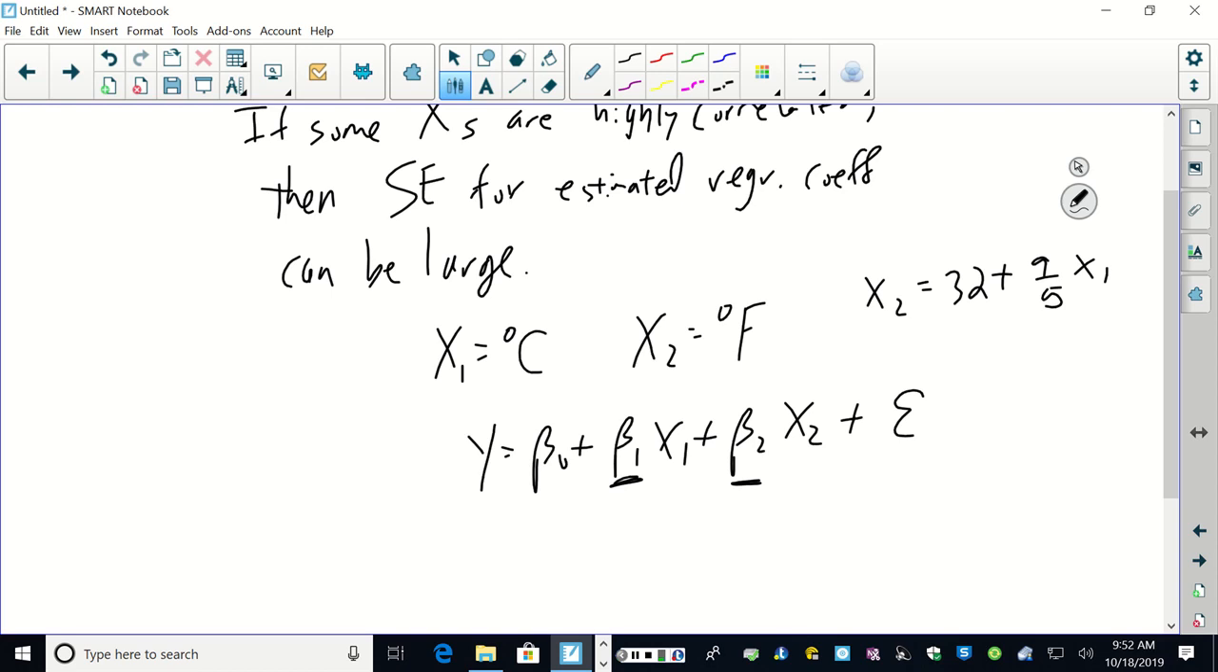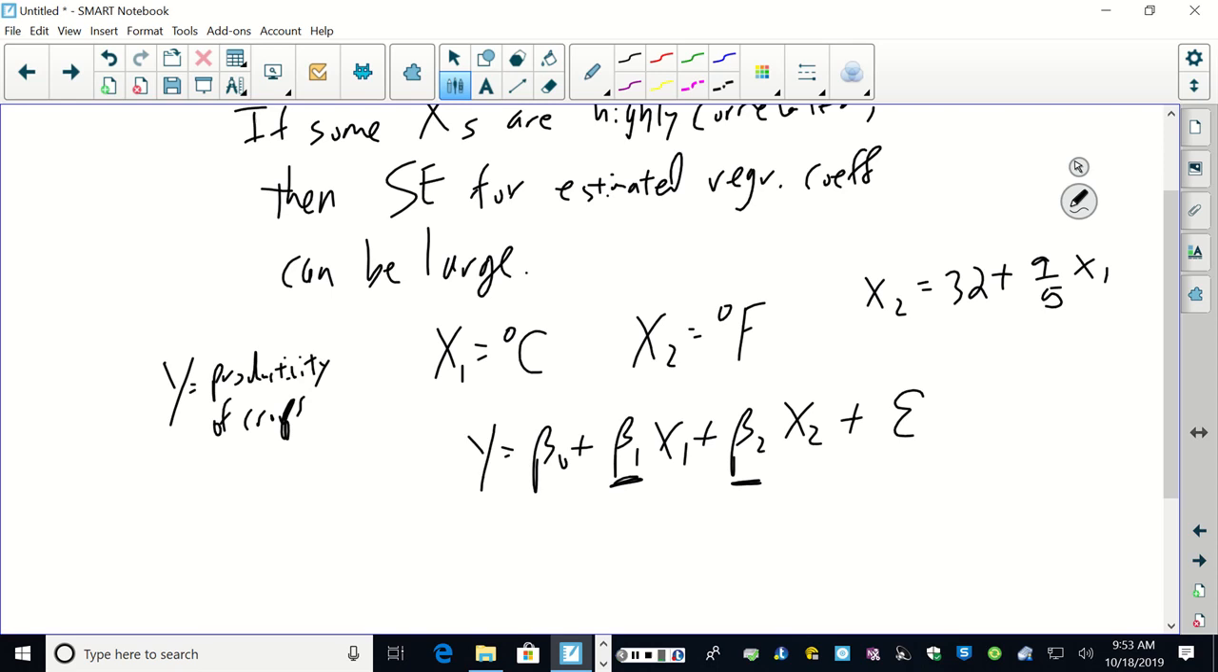Y maybe is something like productivity of some type of crop, some measurement of output related to temperature. And if you have both measurements of temperature in there, it's just not going to make any sense. There'll be an arbitrary change in these coefficients, and the estimated coefficients, and you won't be able to tell what the values are. They could go from negative infinity to positive infinity, change the other one, and it would fit.